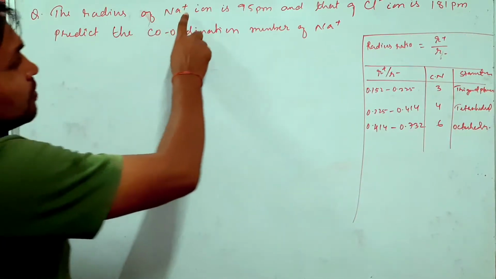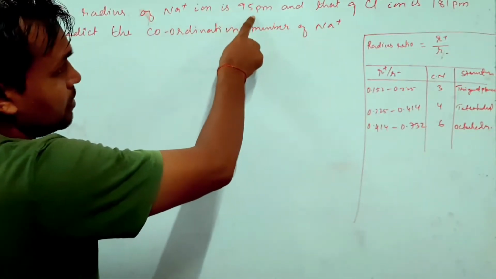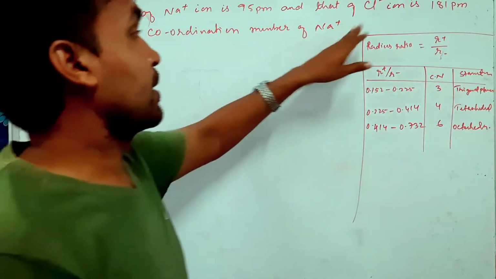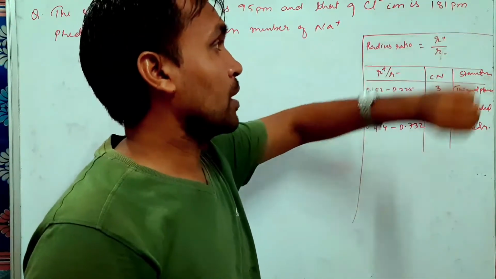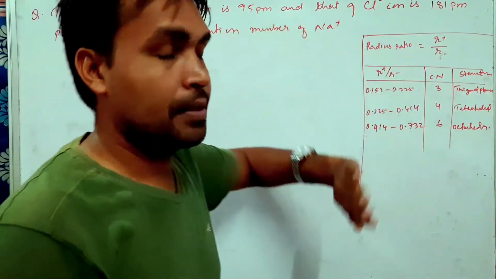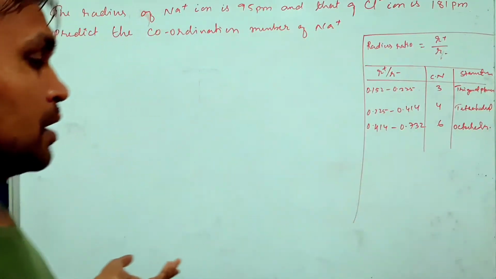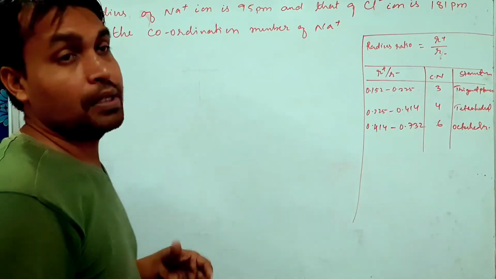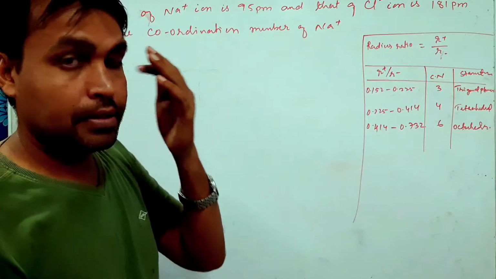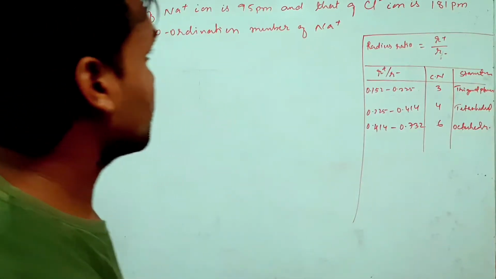The radius of Na positive ion is 95 picometers, and that of Cl negative ion is 181 picometers. Predict the coordination number of Na positive. These questions can be asked for 1 mark or 2 marks, and in NEET and similar exams they used to ask it for 4 marks. So try to understand.